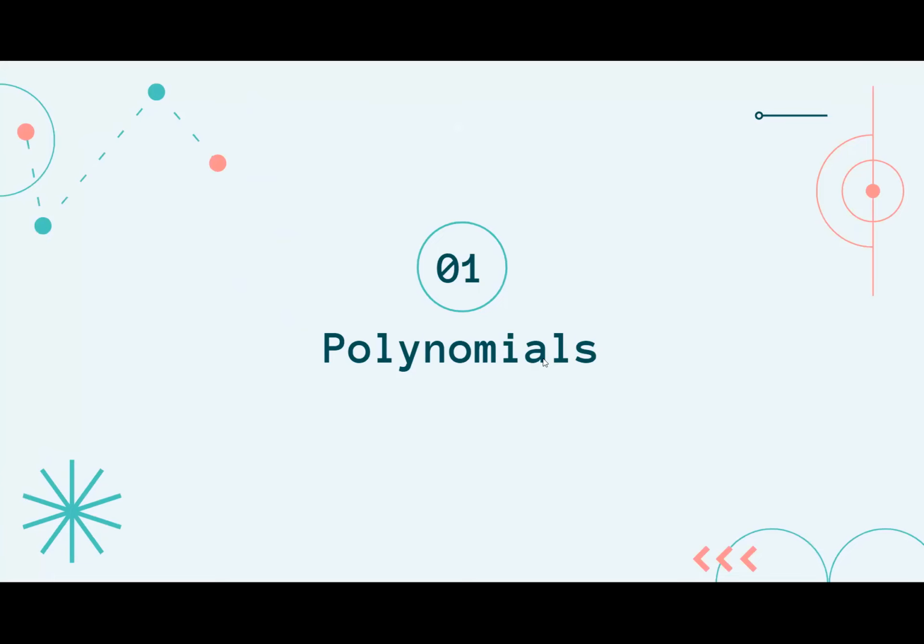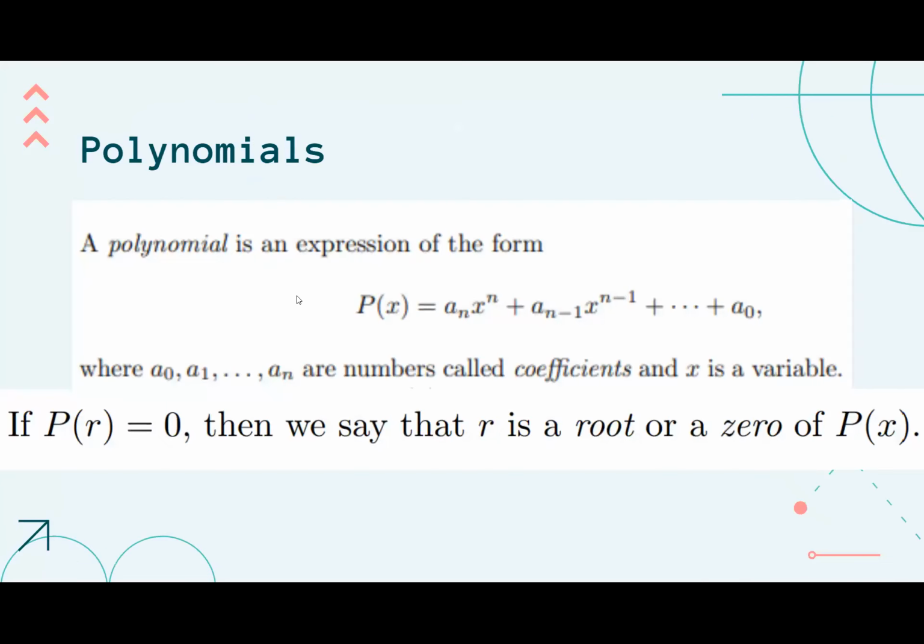So for polynomials, a polynomial is just an expression where you have a bunch of variables to different powers added together. As you can see, you have x to the power of n plus x to the power of n minus 1, and so on and so forth. The numbers in front of the variables are what we call coefficients. And if p of r equals 0, then we call r a root of the polynomial. I'm assuming most people already knew that, so I'm just going to do this very fast.